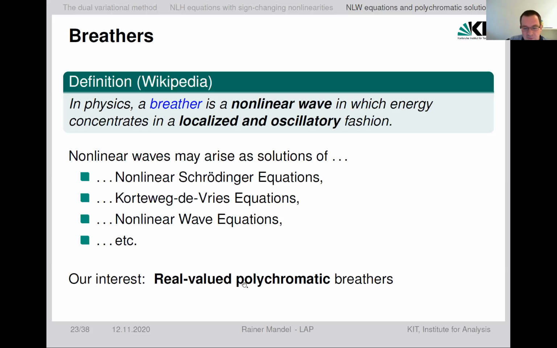So which will be polychromatic solutions of nonlinear wave equations. Here it is said in Wikipedia, in physics, a breather is a nonlinear wave in which energy concentrates in a localized and oscillatory fashion. So for us, this means consider a nonlinear equation and try to find space localization and oscillatory behavior with respect to time. In our case, this will be time periodicity, which will be required.